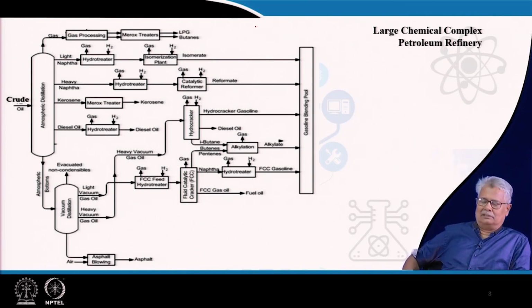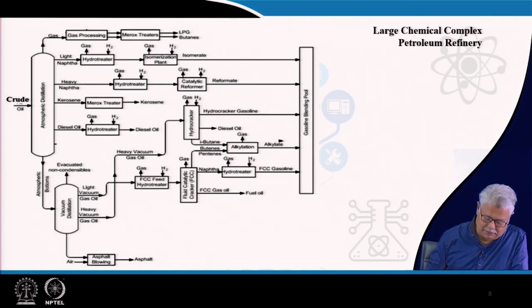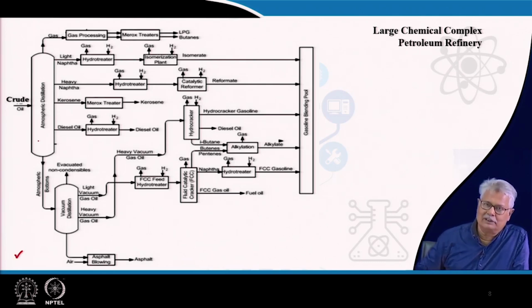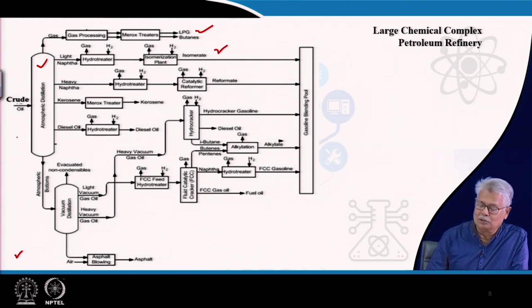We have an example here. The first unit is the atmospheric distillation column, which is here. It produces gas, it goes into the gas processing section, it goes into treaters, it produces LPG and butanes. You have a light naphtha stream which goes for hydrotreatment, it goes for isomerization, and it produces isomerate, which is also a product and goes into gasoline blending.